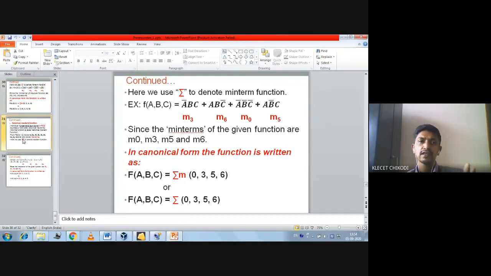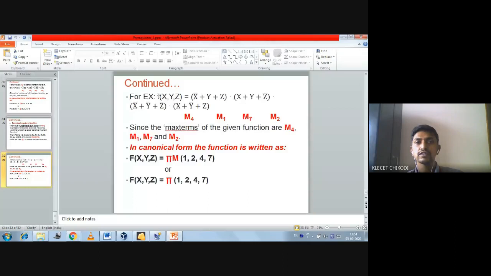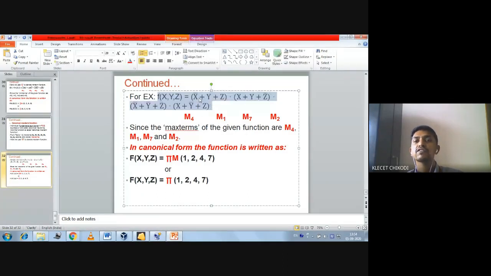Similarly, the canonical maxterm is the reverse of that. Directly I will show, this is one example. You can see the fundamental product terms. There are a total of 4 fundamental product terms, and the respective maxterm functions I have written are M4, M1, M7, and M2. What we have to do here is rearrange those: 1, 2, 4, 7.